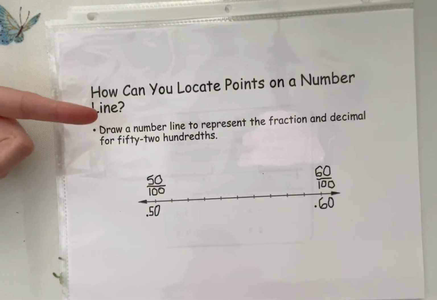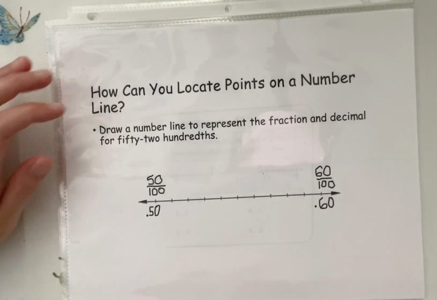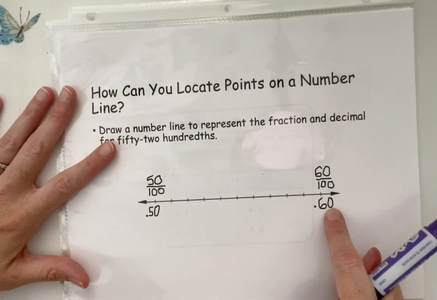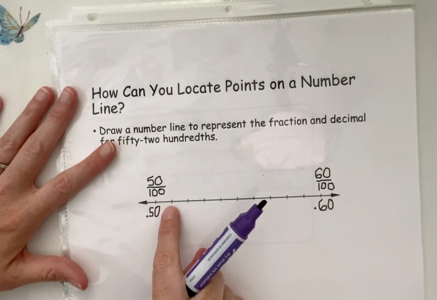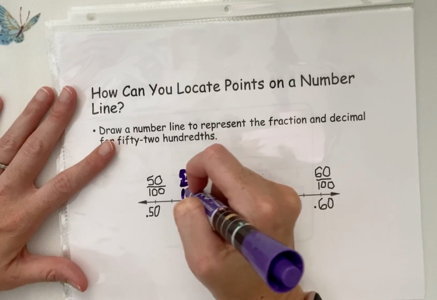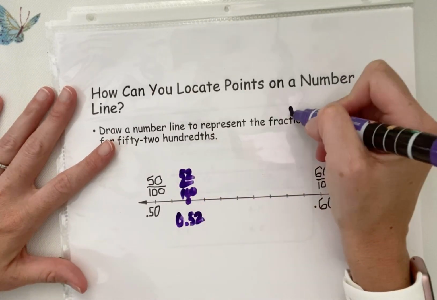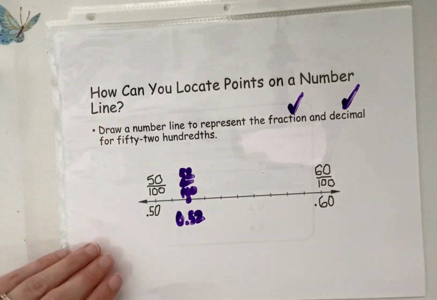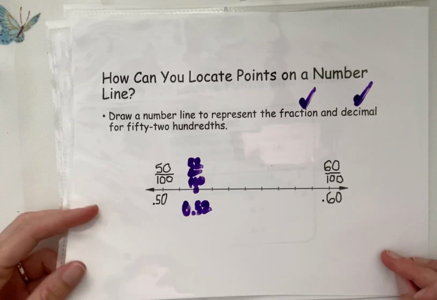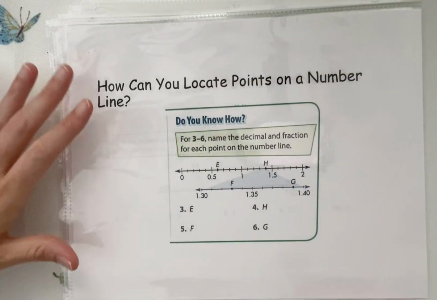Draw a number line to represent the fraction and decimal for 52 hundredths. Okay, we have 50 hundredths to 60 hundredths, so 51 hundredths, 52 hundredths would be right here. I did my fraction, I wrote my decimal, 52 hundredths. I know my marker's a little bit thick. We'll see if we can find some thinner markers for next time.